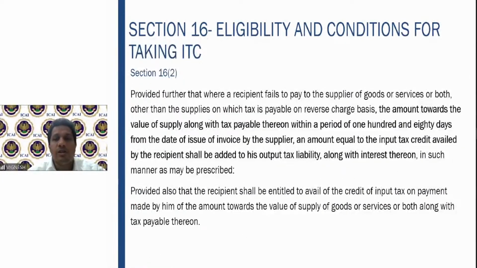Fine. And also there is a provision which says that where the recipient fails to pay the supplier the amount within a period of 180 days from the date of issue of the invoice, whatever input tax credit you have availed will be added to the output tax liability along with the interest thereon. So along with interest, it will be added to the output tax liability.